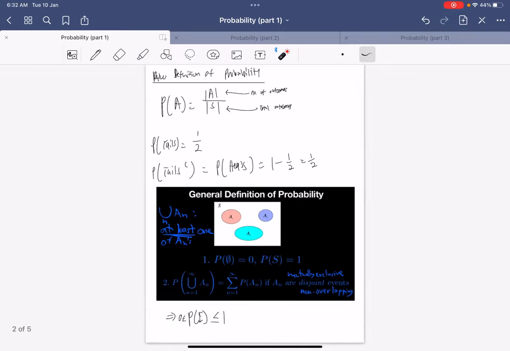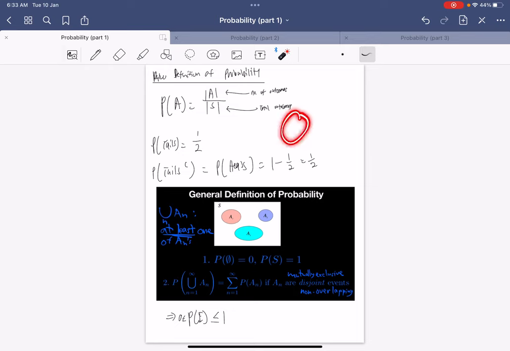That leads us to the definition of probability, where a probability is just a function such that it satisfies the following conditions. It sends the empty set to 0, it sends the sample space to 1, and it sends the union of mutually exclusive events, which means that they are disjoint and non-overlapping, to the sum of each individual. So you can just think of it as heads or tails. They are mutually exclusive and disjoint, meaning they are non-overlapping.